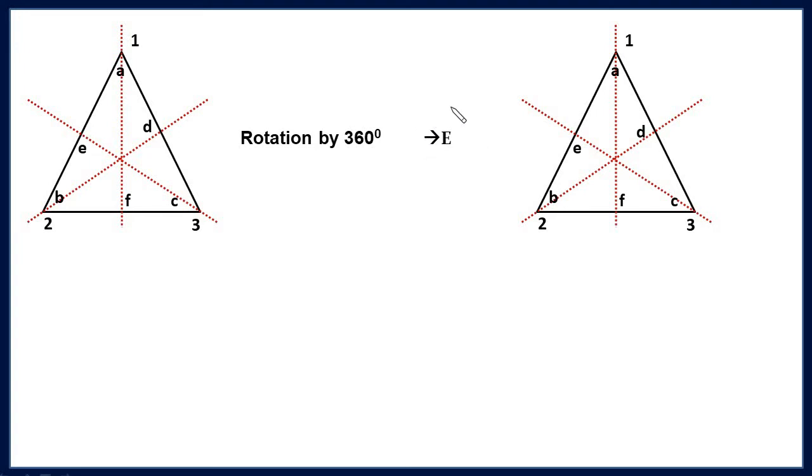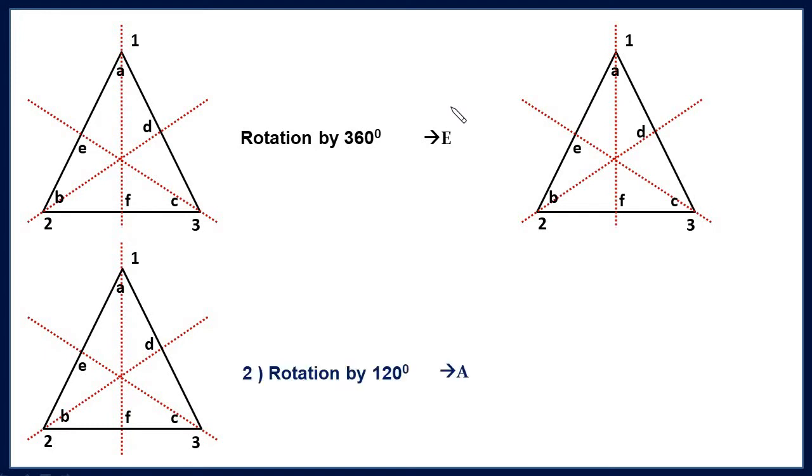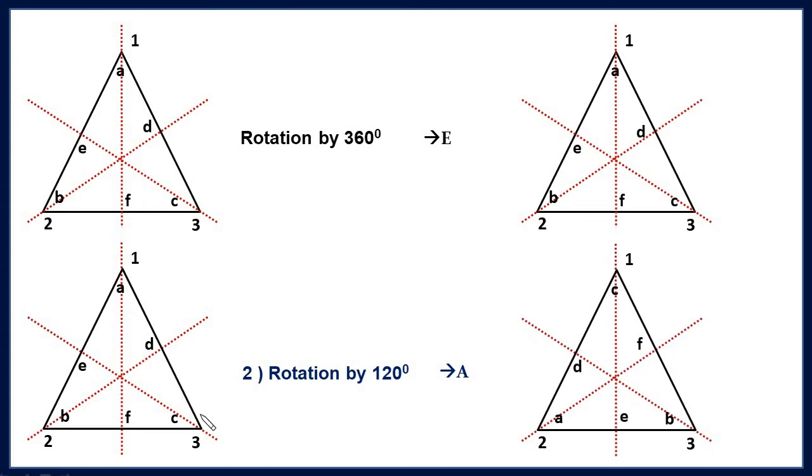In a similar way, if you rotate it by 120 degrees, that is if you apply this transformation A, then you will find that the positions of A, B, C change, and now the new position of A is 2, the new position of B is 3, and the new position of C is 1.